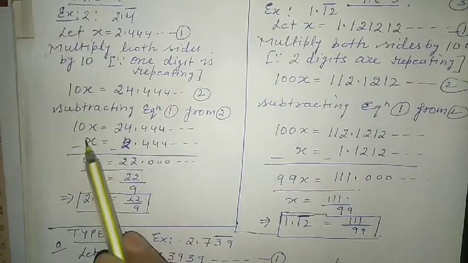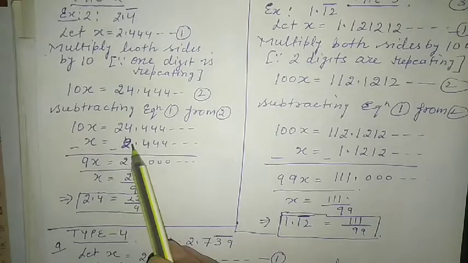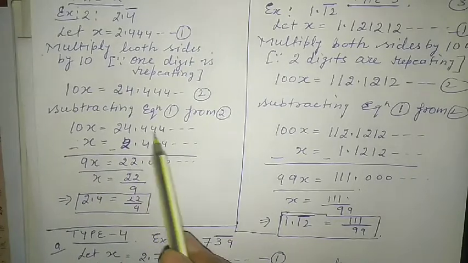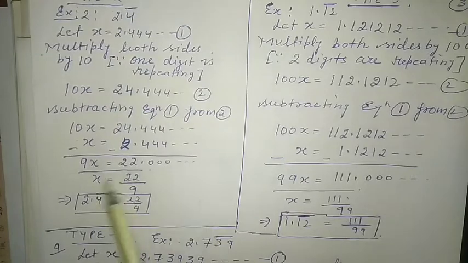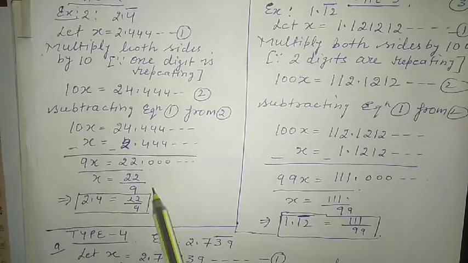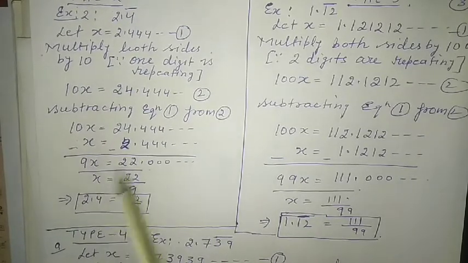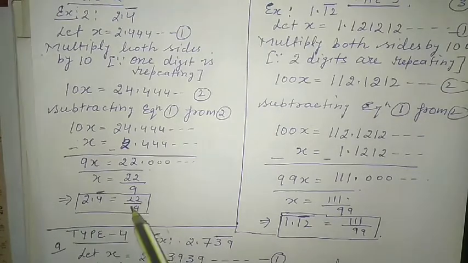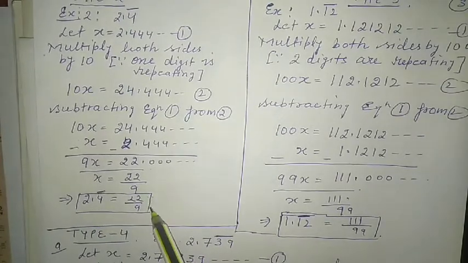10x minus 1x, that is 9x. 24 minus 2, that is 22 point. After the decimal we are having zeros. So x is equal to 22 upon 9. So 2.4 bar we can write here as 22 upon 9.